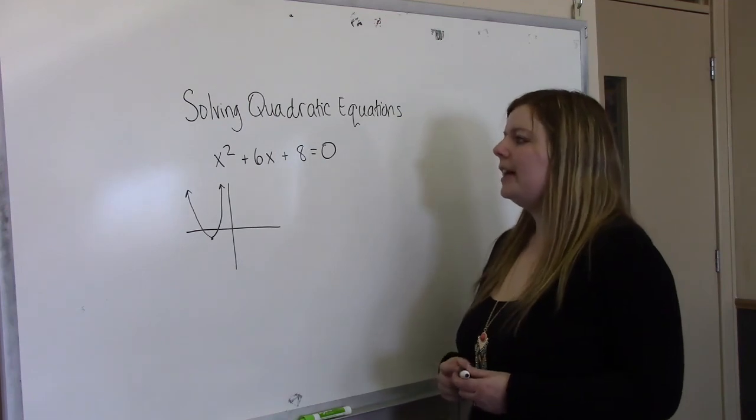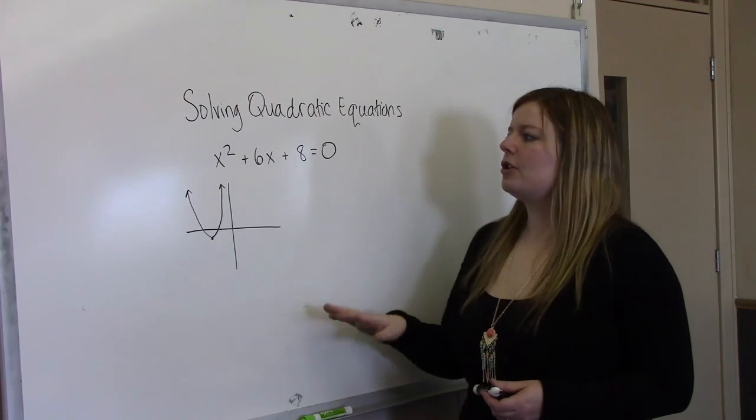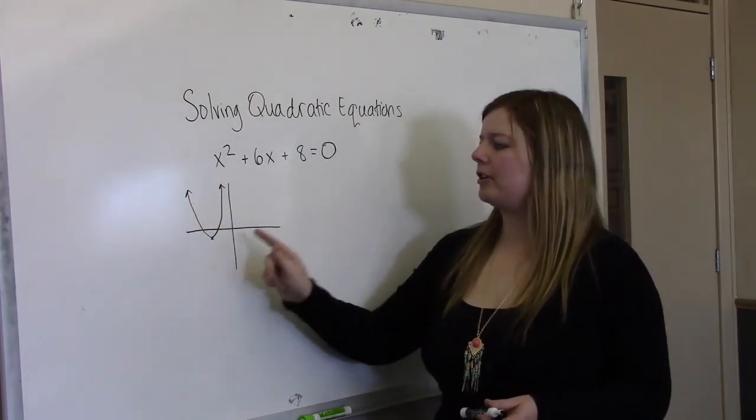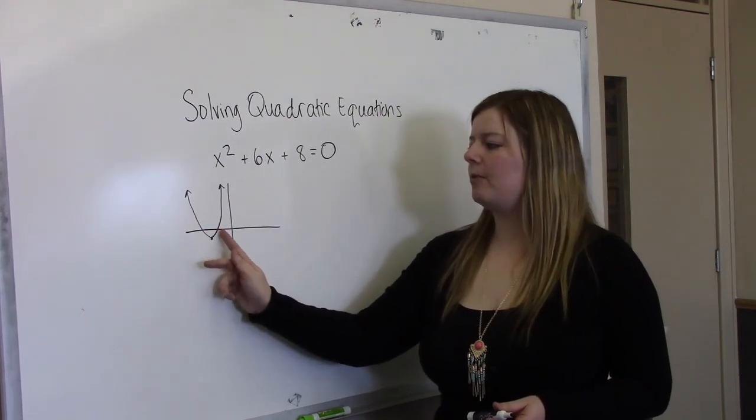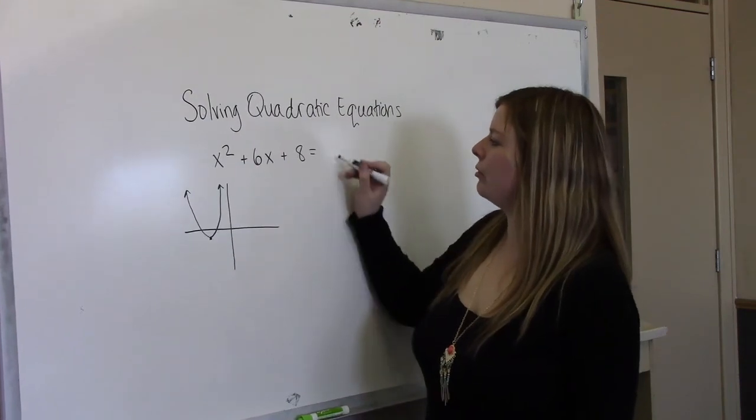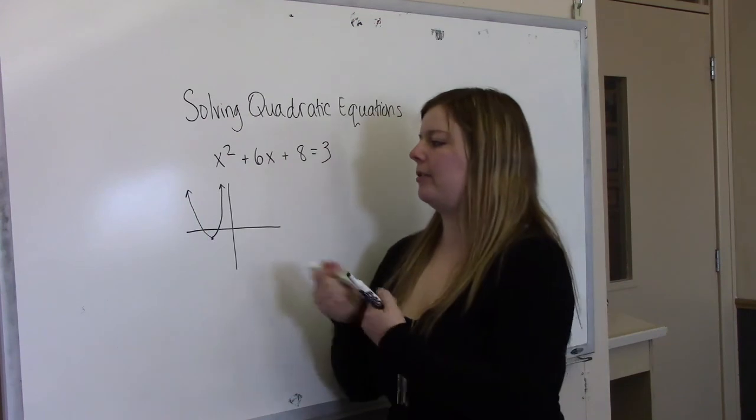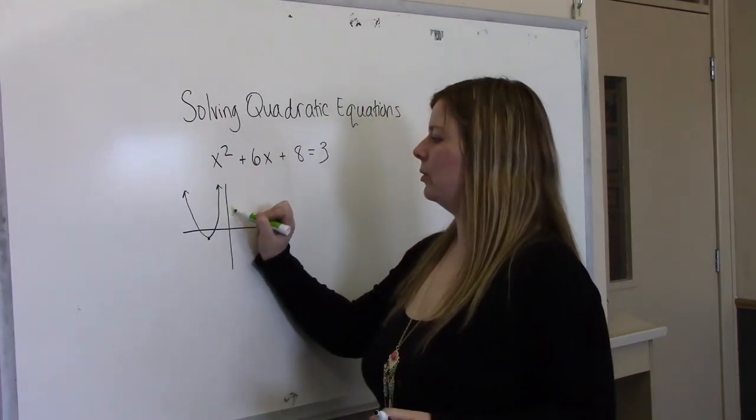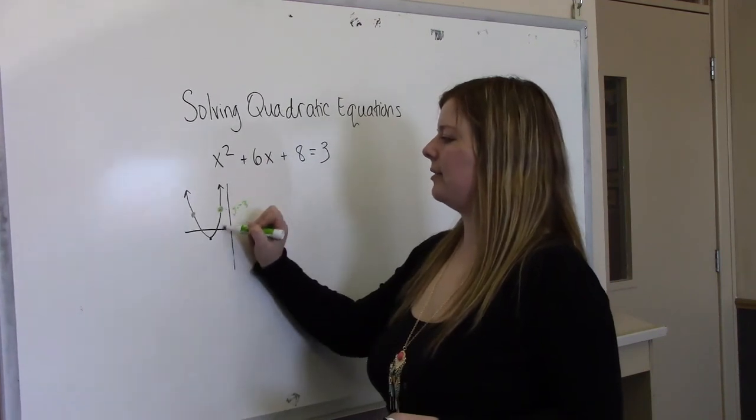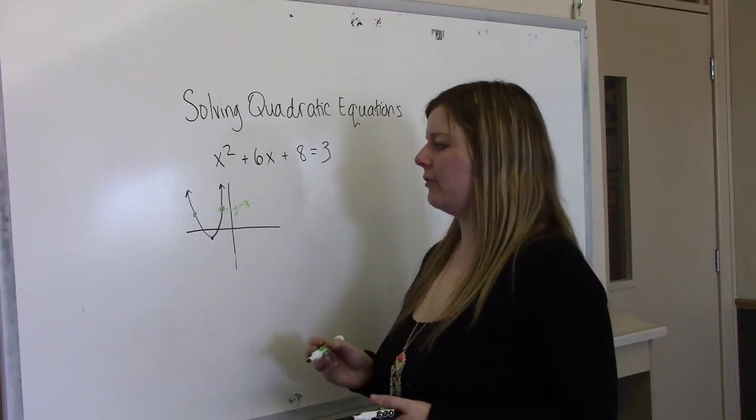So graphically, this means the point of intersection between this side and this side. So visually here's our parabola. Asking when this equals 0 means finding these spots when the y value is 0. Okay? If I let this be equal to 3, and this is the y value of 3 here, I would have to find the x values that would give me those points, okay?